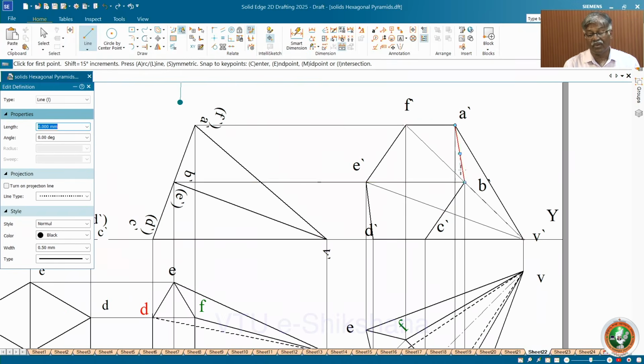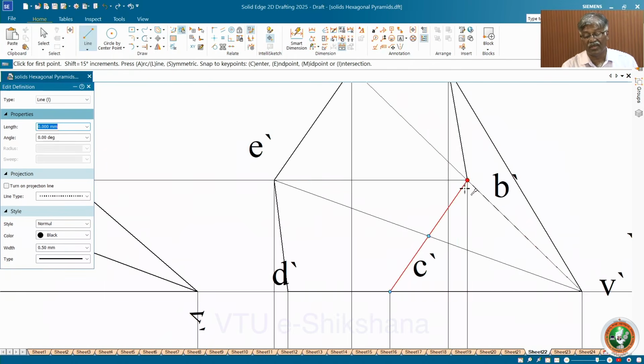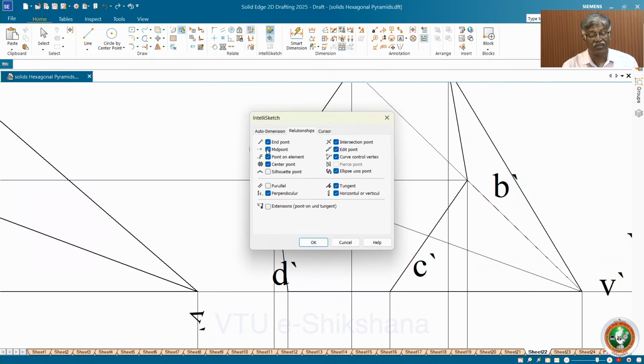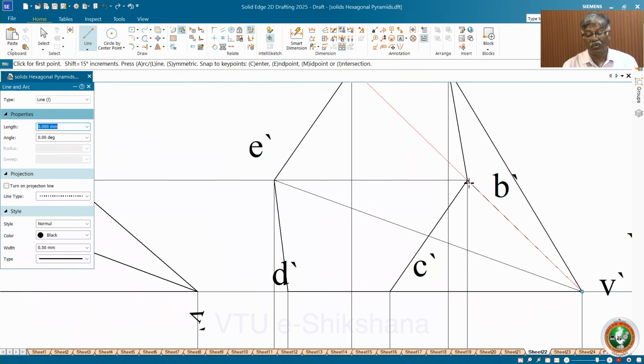Then the problem here is the visible and invisible edges coinciding in this portion. Don't worry, keep BV visible first. See, this midpoint and all is there. You go to IntelliSketch and switch off this midpoint and all. Otherwise, it creates a problem. Say okay. Whichever you don't know, you never get that midpoint. You get a point on the ground. Better you get an intersection or end point. End point is the best. Now, see, this is the visible edge.